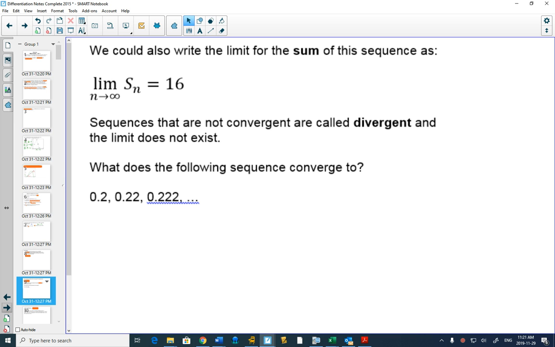So there's the first 3 terms in a new sequence. 0.2, 0.22, 0.2222. What would the next one be? The fourth term would be? And so now you imagine doing this to infinity. What number does this get closer and closer to? Can you write that number as a fraction?